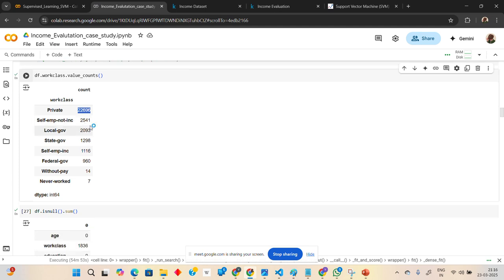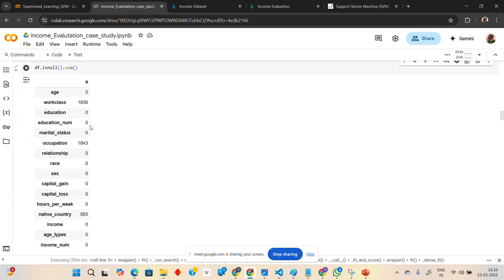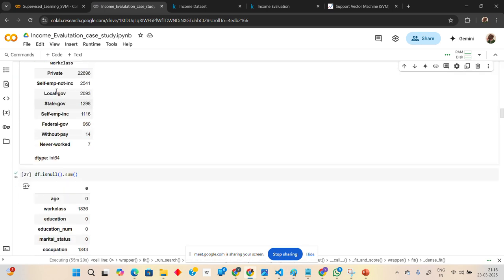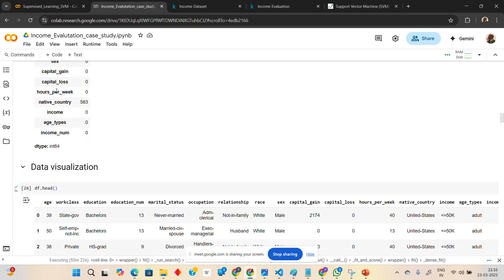And then analyze how private employees and their income, self-employed but not income, then again compare their incomes. So it is not that all private people or private employees will always get more than 50K, right? There are many cases where federal government or self-employment or state government people also may earn 50K and greater. So you have to analyze properly which class actually is gaining more.